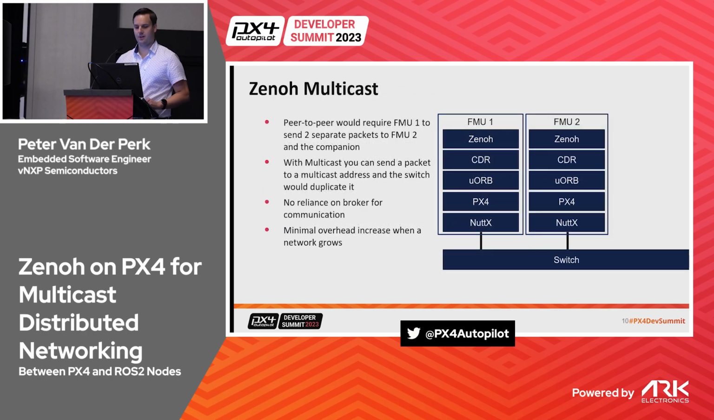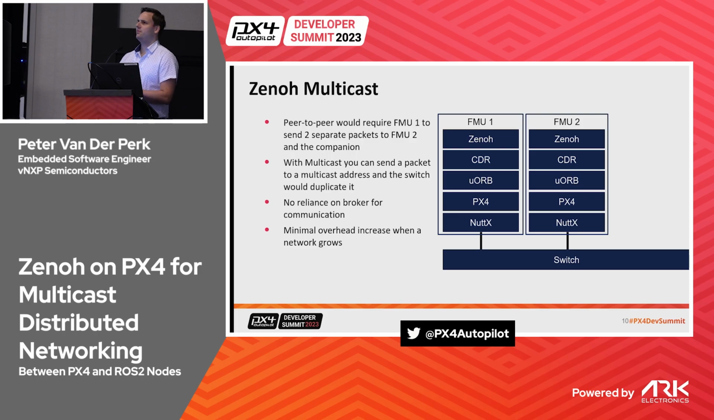So how does this work? There are actually two use cases. The primary use case I've been experimenting with is FMU to FMU communication. So if you want to have redundancy or you want to have a fallback mechanism, how do you want to communicate with each other? What we use is a switch with multicast.